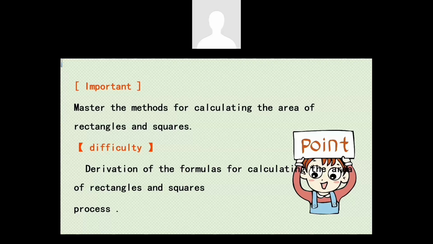The key point is calculating the area of rectangles and squares correctly. The difficult part is we will derive the formula, meaning you will explain why it works, not only accept it. And the difficulty is the derivation process of the formula for calculating the area of rectangles and squares.